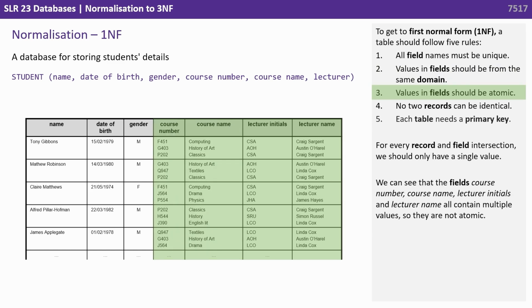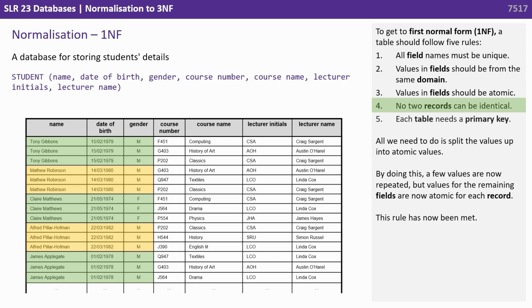Values in fields should be atomic. So for every record and field intersection, we should only have a single value. We can see that the fields course number, course name, course lecturer and lecturer name all contain multiple values, so they're not atomic. All we need to do is split the values up into atomic values. By doing this, a few values are now repeated, but values for the remaining fields are now atomic for each record, so this rule has now been met.